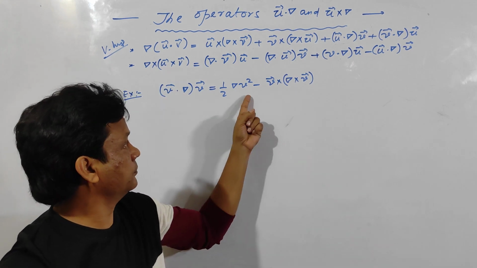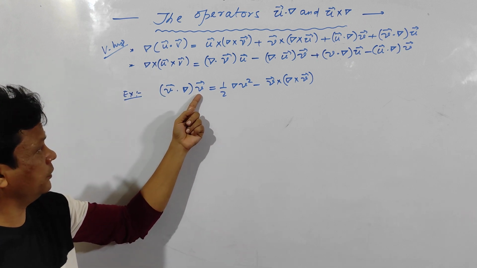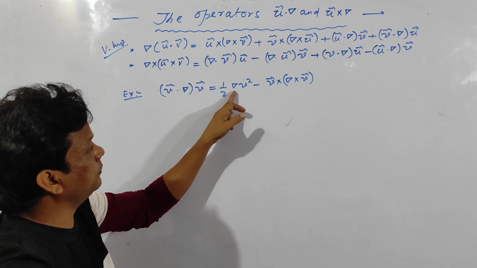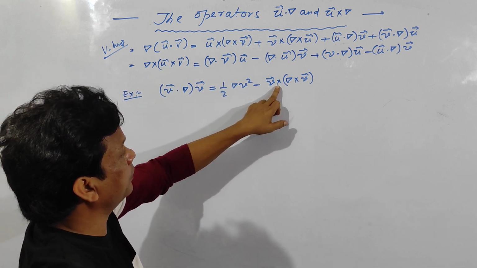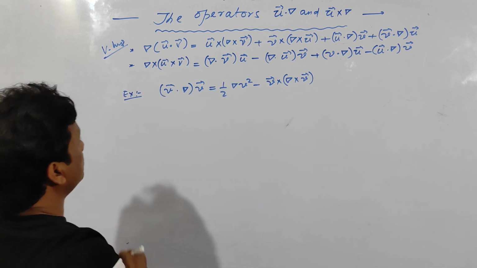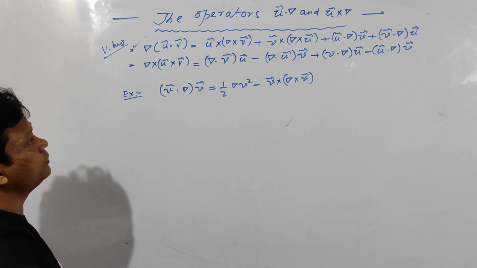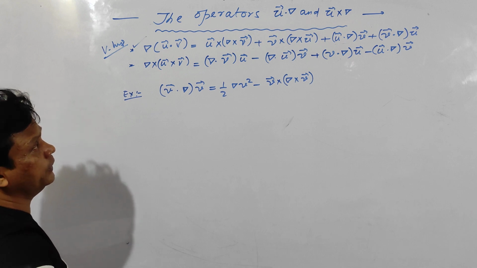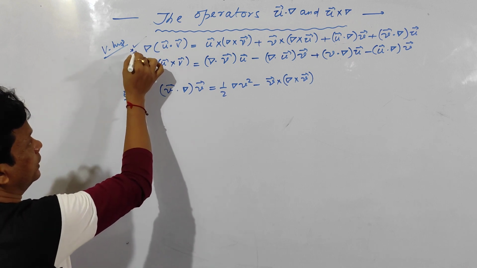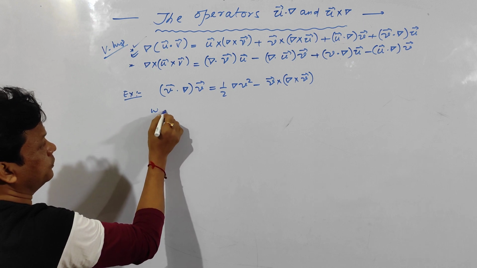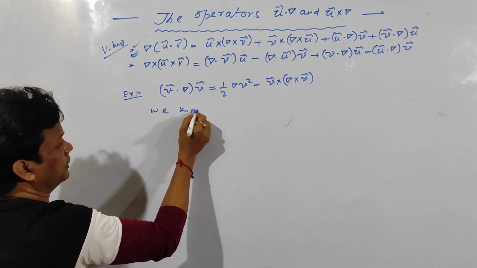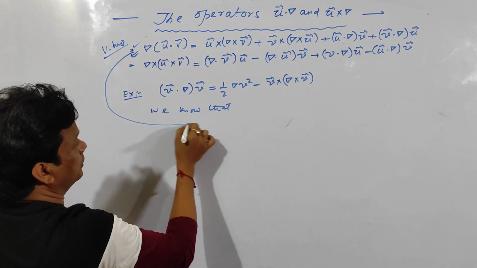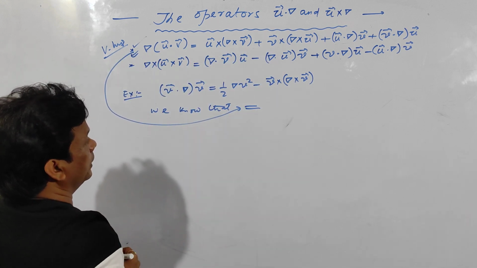See this question: v dot del of v is equal to half of del of v square minus v cross del cross v. So in the first formula, put u is equal to v. We know this one, this line. You should write this line here. Clear?